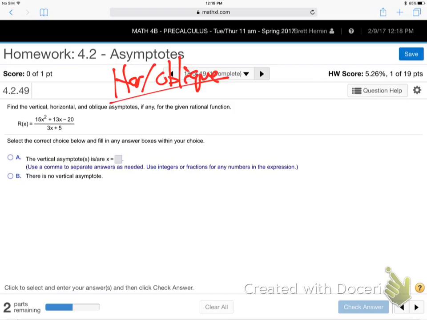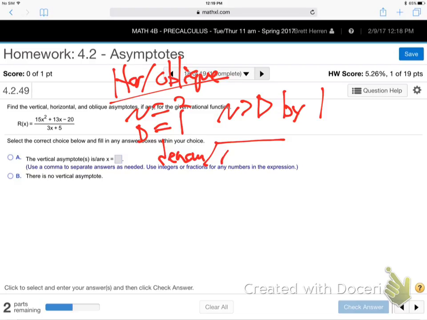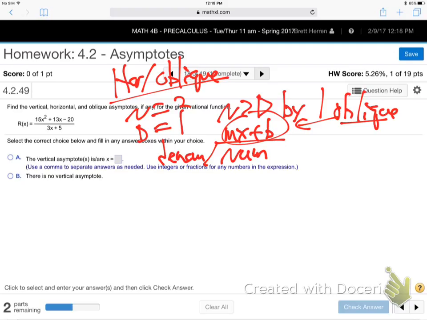The numerator degree is 2. The denominator degree is 1. So the numerator is greater than the denominator by 1. That means you have to long divide the denominator into the numerator, and you're going to get an mx plus b thing up there, and that's going to be your oblique. So let's long divide. Probably been a long time, if ever, that you've long divided polynomials.